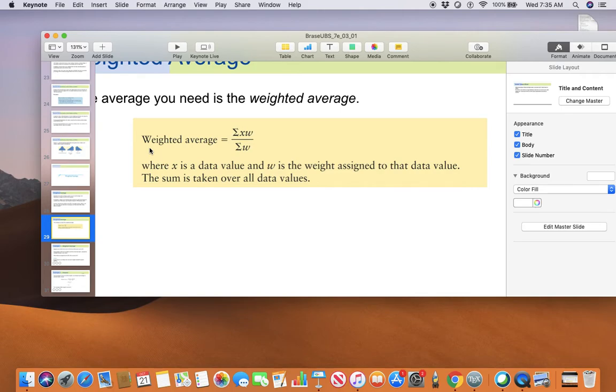So how do you read this? Weighted average is summation X times W over summation W. Alright, summation means you are adding X values with the respective weight, and you are dividing by the addition of all the, or sum of all the weights.